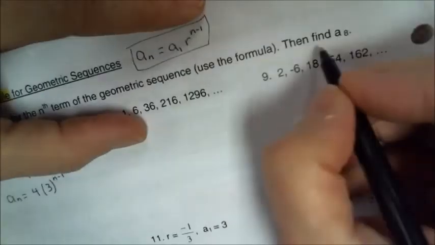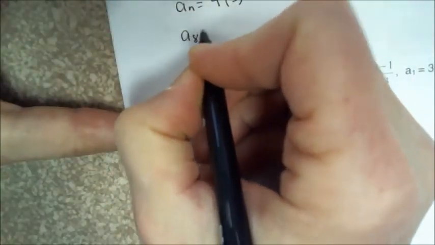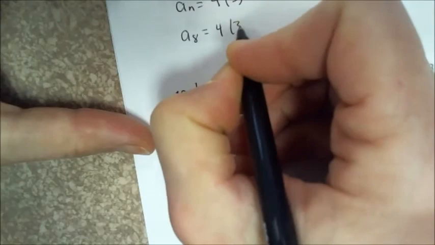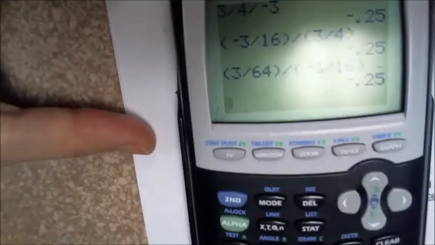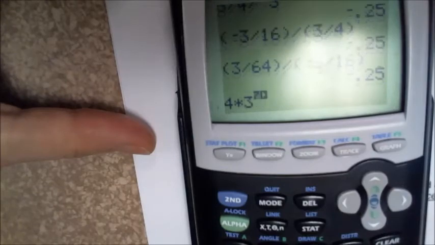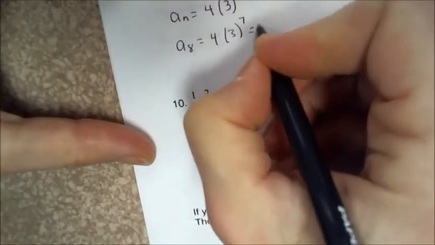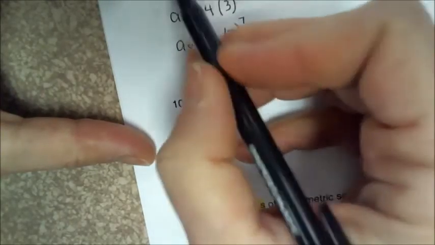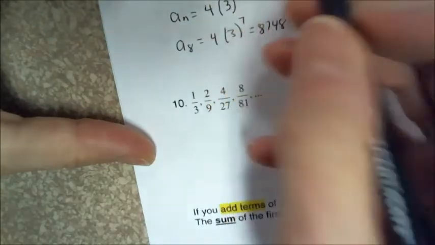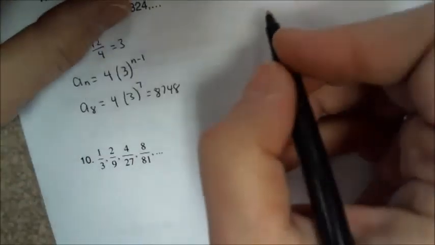So then they want us to find a_8. So to find the 8th term, it's equal to 4 times 3 to the 8 minus 1, 7. So 4 times 3 to the 7th is 8748. Or you can just keep multiplying times 3 times 3 times 3 and get out to the 8th term, but this way's faster.